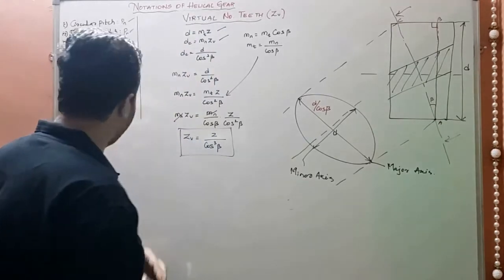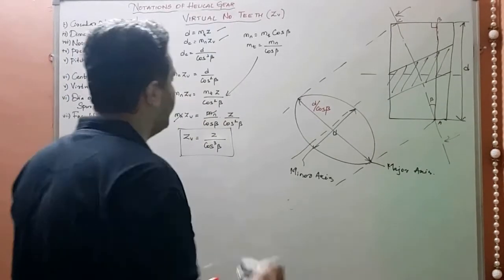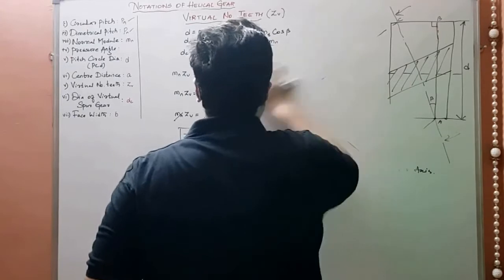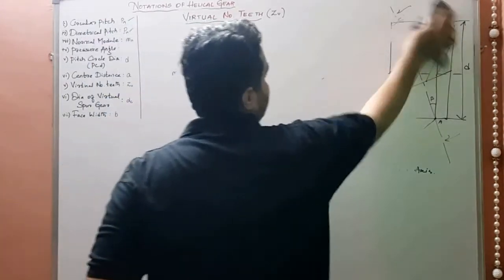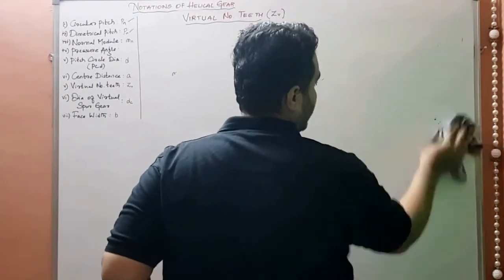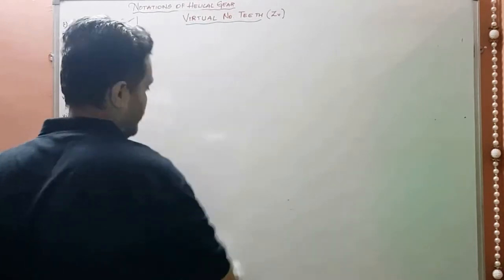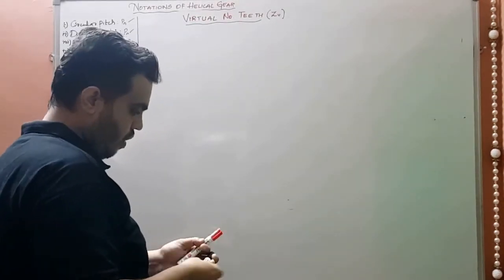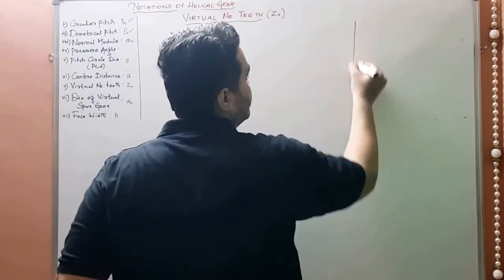So next we need to solve. We need to determine the face width, right? To determine the face width, we have to consider the face value. So here we have teeth, right?